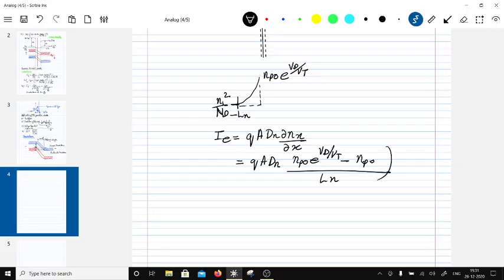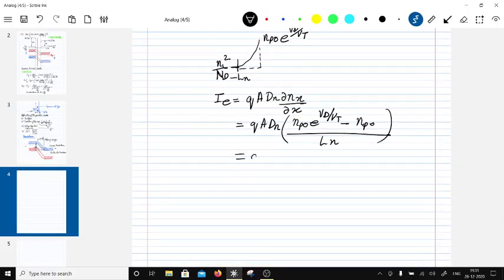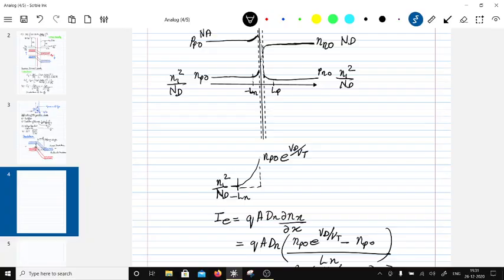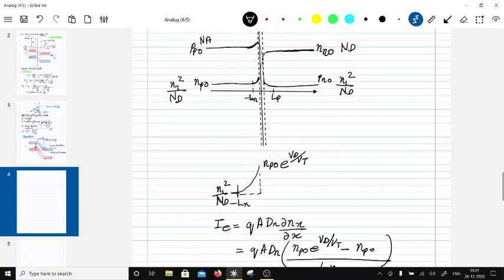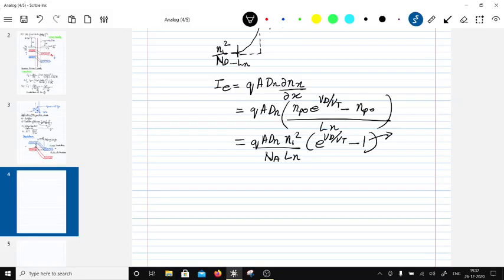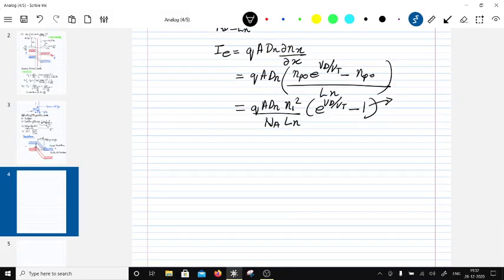So what will be there? It will be ln. So this will be equal to QADN Ni square, okay, QADN, okay, so NPO, okay, Ni square over Na ln e raised to Vd over Vt minus 1. So now this minus 1 is because of minority carrier here. So this is like a leakage current, right? So had this NPO been 0, that leakage current would have been 0, right? So you remember where this is coming from. This is coming from minority carriers drift current, right?